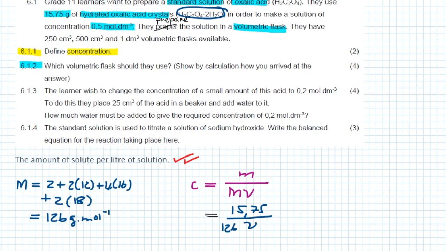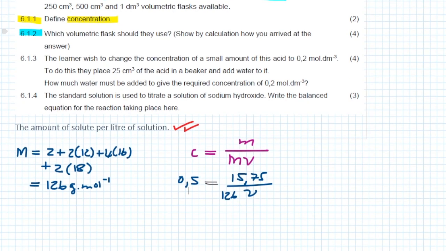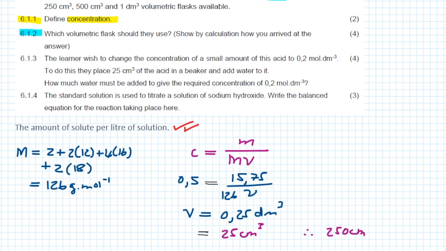We do not know the volume, but the concentration is 0,5. So we can multiply up by 126 times V. We divide by 0,5 times 126, and we find that the volume is equal to 0,25 decimeters cubed. Now 0,25 decimeters cubed means exactly the same thing as 250 centimeters cubed. And therefore, in answering the question, we can say they should use the 250 centimeters cubed volumetric flask.